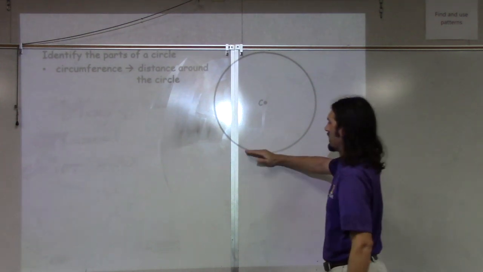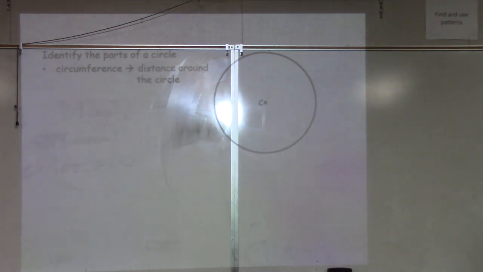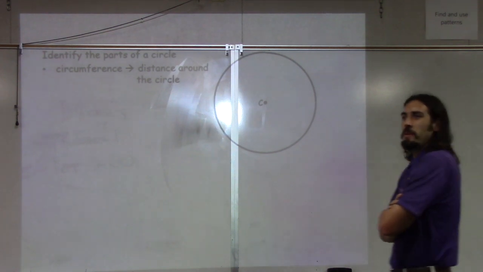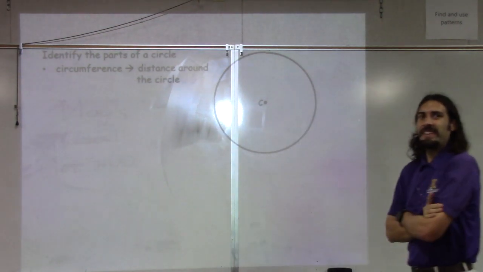Basically, if you're on the outside edge, walking all the way around, how far are you traveling? So we do have that circumference. I'm going to go ahead and stop here for a second. Does anyone remember the formula for the circumference of a circle? Maybe, maybe not.